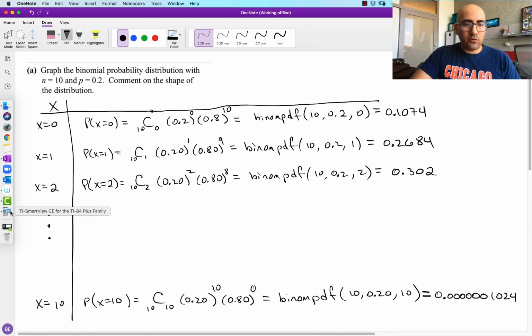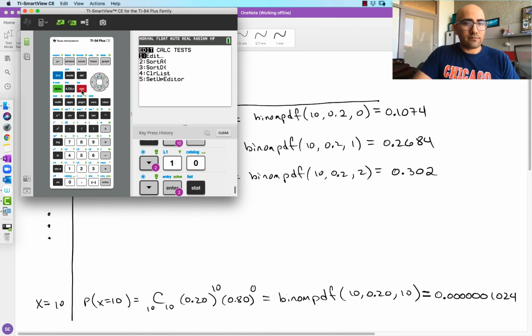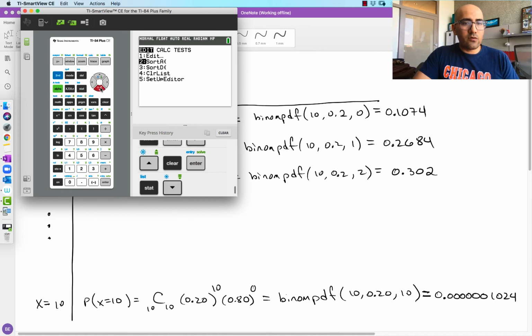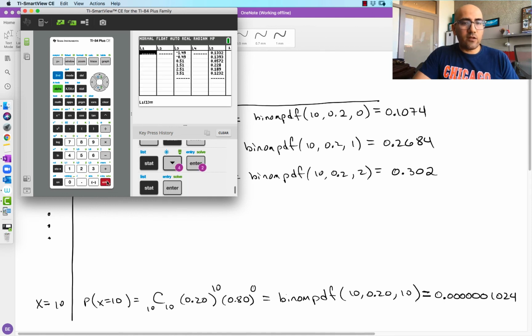To create this table, let's do the following. Let's go over to statistics. You're going to hit edit, enter, and then let's go over to list 1, go up, highlight L1, hit clear and enter, and then we're going to need L2 as well, hit clear and enter. If you don't have L1 and L2, then you need to go to stat and then go to setup editor, hit enter again, it'll say done, and then when you go back, you'll see that L1 and L2 are back.